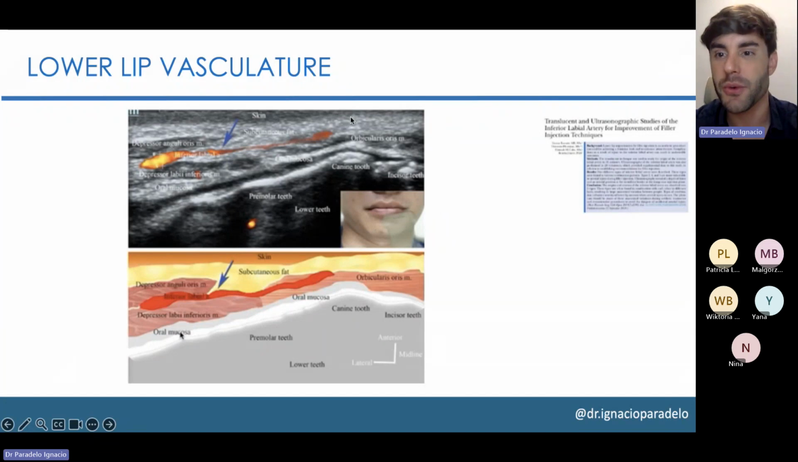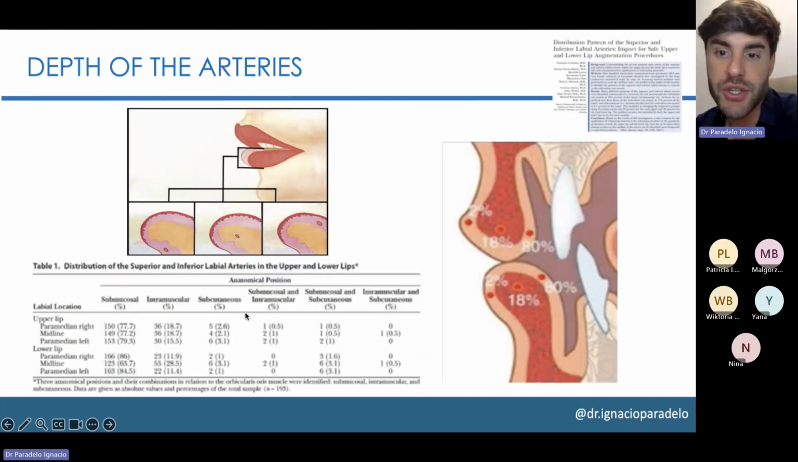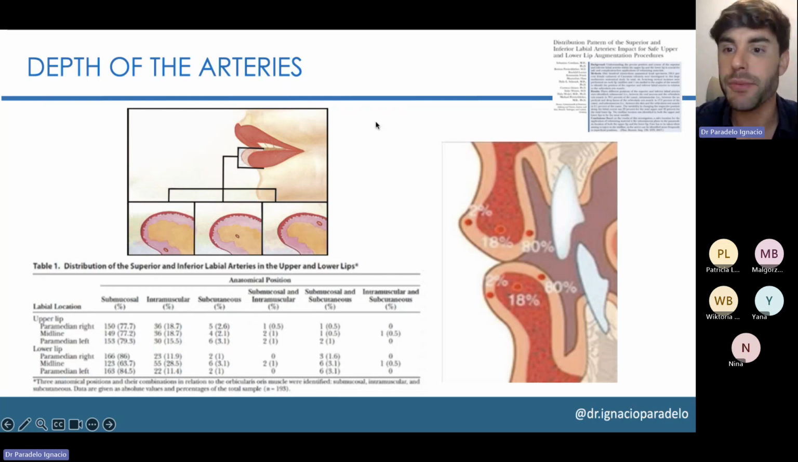By analyzing the depth of the arteries with an ultrasound, it can be seen that the location of the arteries in most cases is at the mucosal or intramuscular level, as we can see here. And in this scheme, we can see it better. The arrangement of the arteries is better evident, where 80% of them are located at the mucosal level, then 18% at the intramuscular level, and only 2% at the subdermal level, which gives us the guideline that working at this level, in the subdermal level, superficially, is the most correct way to avoid embolization of the arteries with hyaluronic acid.